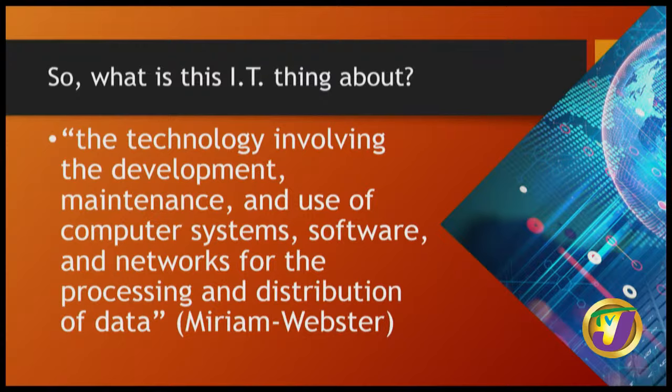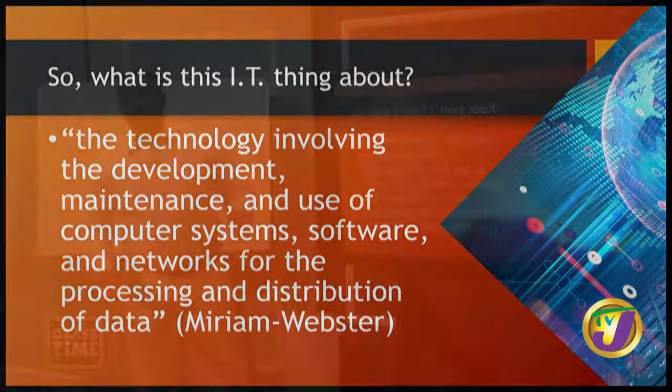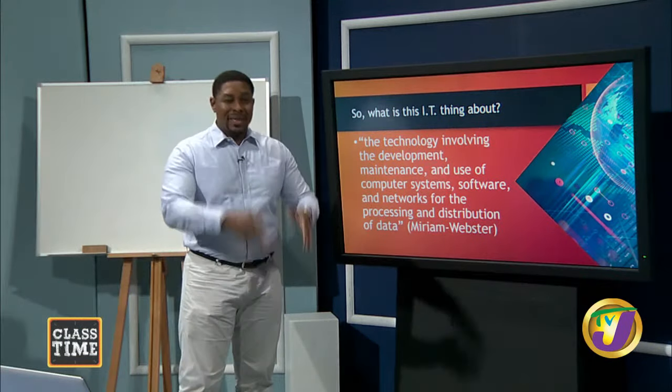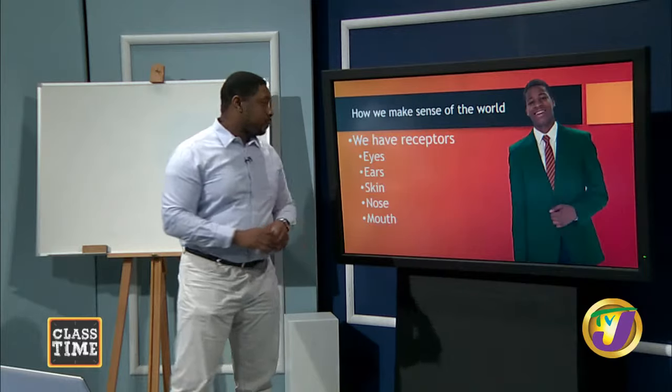All right? According to the Merriam-Webster, it's the technology involving the development, maintenance, and the use of computer systems, software, and networks for the processing and distribution of data. In layman's terms, computers being used to manipulate data. That's what information technology basically is.